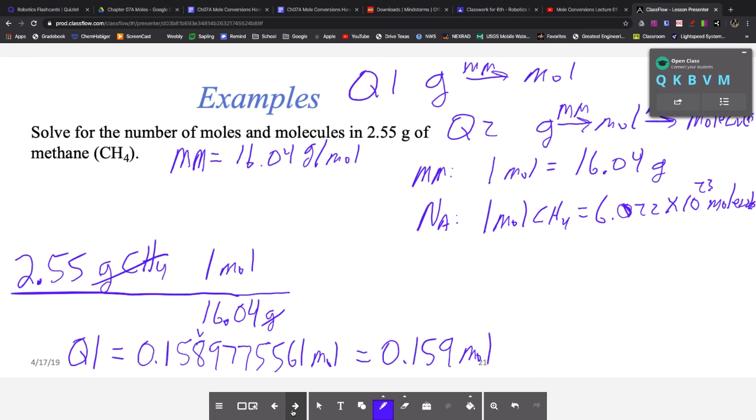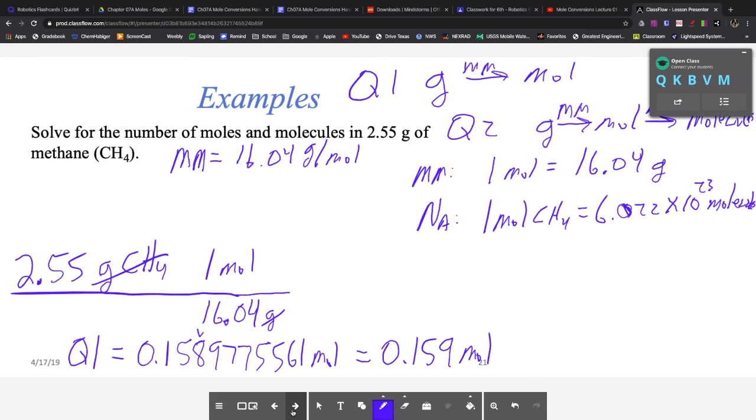So if we calculate that, we get the answer to question 1 is 0.15897755561 moles. And then we're going to round that to 3 significant figures because 2.55 has 3 sig figs and 16.04 has 4. And so the least number is 3, so we're rounding it to 3. We count over 3 places, ignoring any leading zeros. That means our last significant figure is at 8. The next number is a 9, so that 8 rounds up to a 9. Now, that answers question 1.